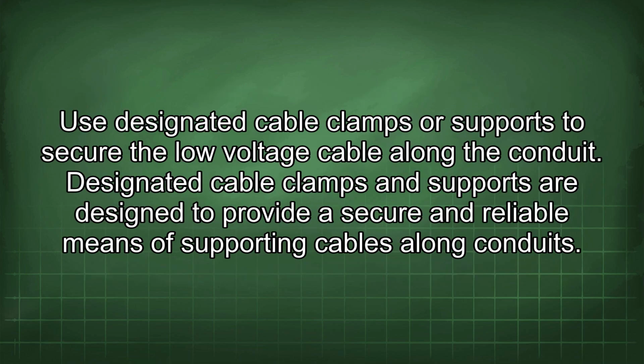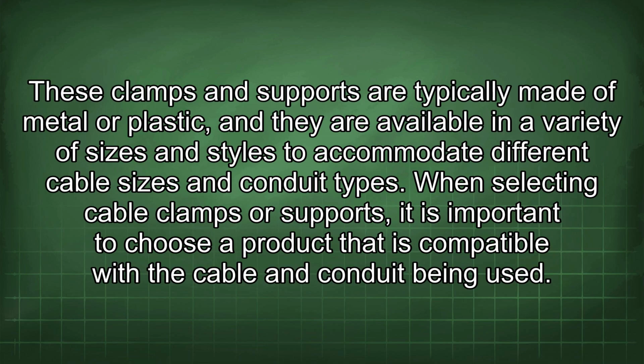Use designated cable clamps or supports to secure the low voltage cable along the conduit. Designated cable clamps and supports are designed to provide a secure and reliable means of supporting cables along conduits. These clamps and supports are typically made of metal or plastic, and they are available in a variety of sizes and styles to accommodate different cable sizes and conduit types.